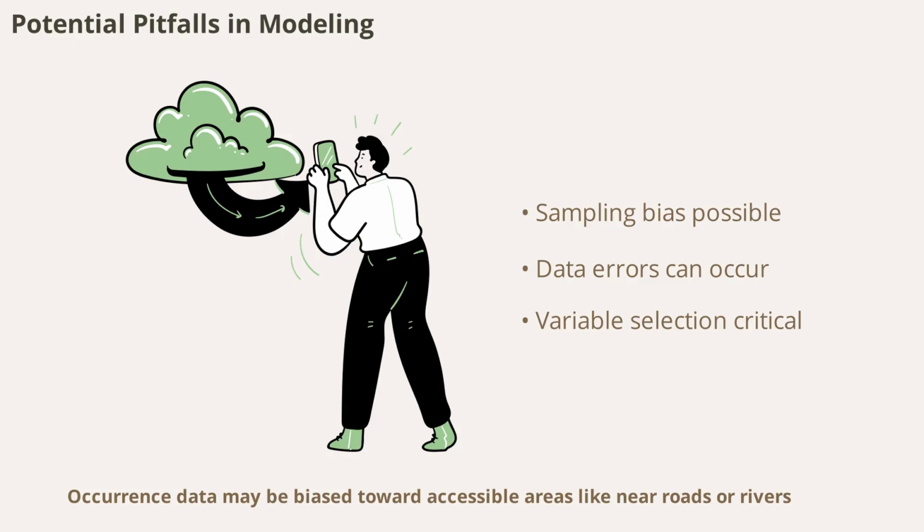Occurrence data may be biased toward accessible areas, like near roads or rivers, and may contain errors in location or species identification. Sampling intensity can vary across regions, and the number of records may be too low for reliable modeling. Environmental variables themselves may have errors or may not fully capture the species' ecological requirements. Recognizing and addressing these pitfalls is essential for building accurate and useful models.